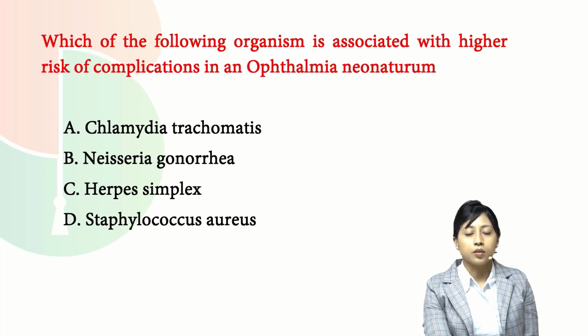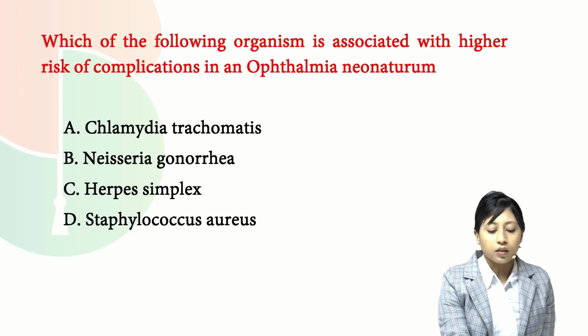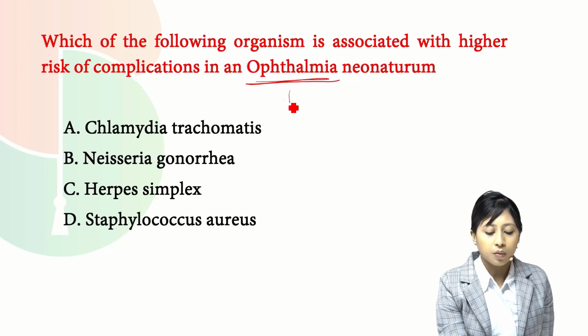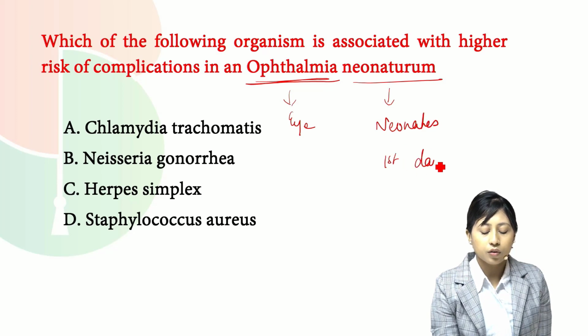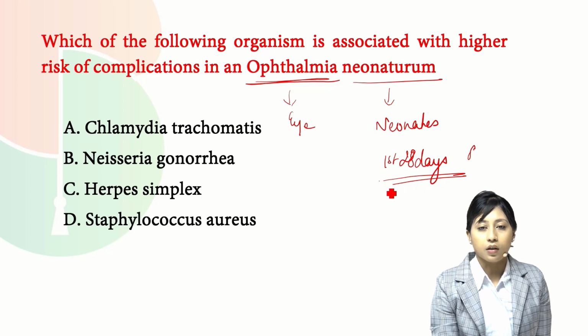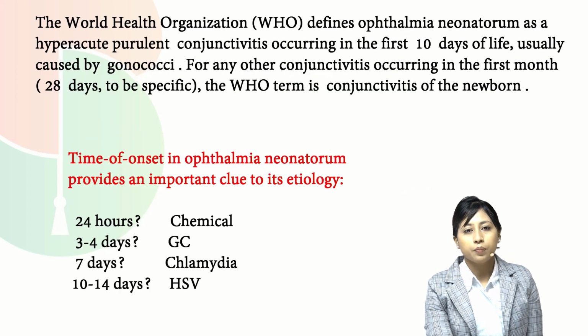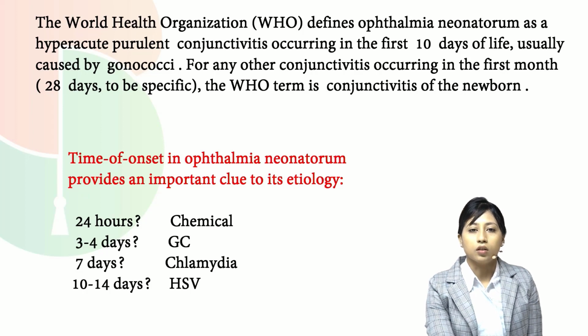Which of the following organisms is associated with higher risk of complications in ophthalmia neonatorum? Before moving on to the options, let us understand what is ophthalmia neonatorum. Ophthalmia means eye, neonatorum means neonate. So who are neonates? Children in the first 28 days of life. Ophthalmia neonatorum means hyperacute purulent conjunctivitis occurring in the first 10 days of life. Usually it is caused by gonococci.